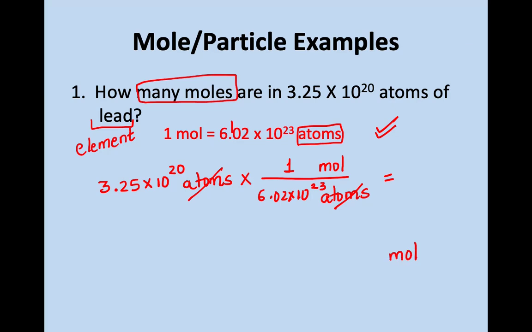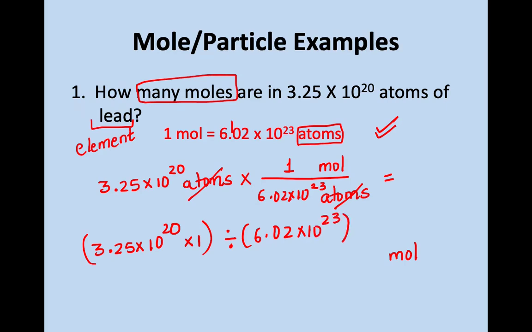Okay, in your calculator, this is what you have to do now. 3.25 times 10 to the power of 20 times 1 divided by 6.02 times 10 to the power of 23. Yes, you do need to use parentheses around the big scientific notation numbers, or very, very small numbers that are also given to us in scientific notation. Okay, and this comes out to be 5.40 times 10 to the power of -4 moles. This is the final answer.